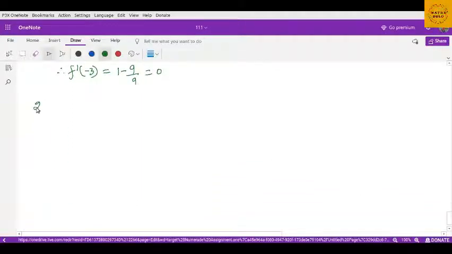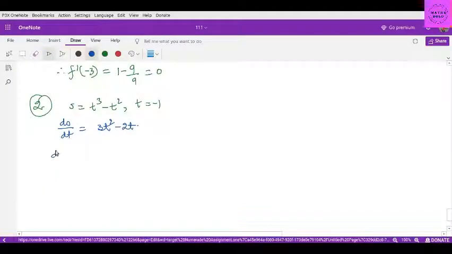In the second question here, s is equal to t cube minus t square, and you have to find the ds upon dt at t equals minus 1. So this is ds upon dt equal 3t square minus 2t, and ds upon dt at t equal minus 1 is equal to 3 into 1 minus 2 into minus 1. This is equal to 3 plus 2, that equals 5.